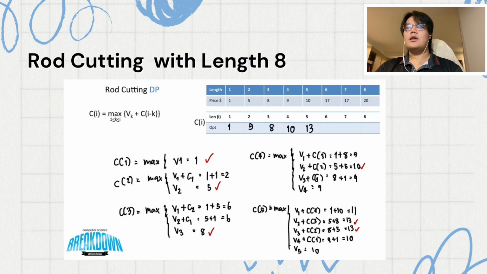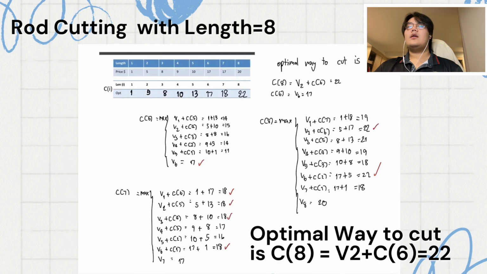And when we have the optimal solution, we put it in the table, and then we use this formula and so on until length 8. C8 equal to max of V6 plus C2, which is equal to 17 plus 5, which is 22. So the optimal way to cut is C8 equal to V2 plus C6 equal to 22.